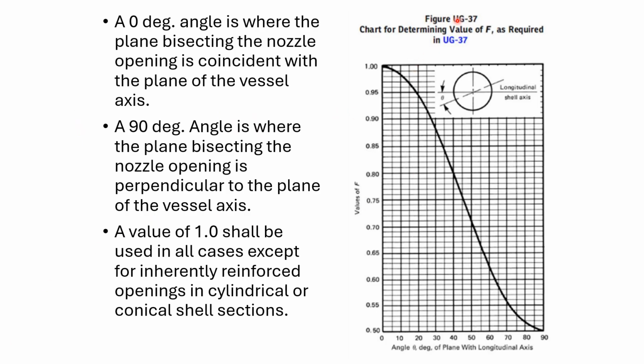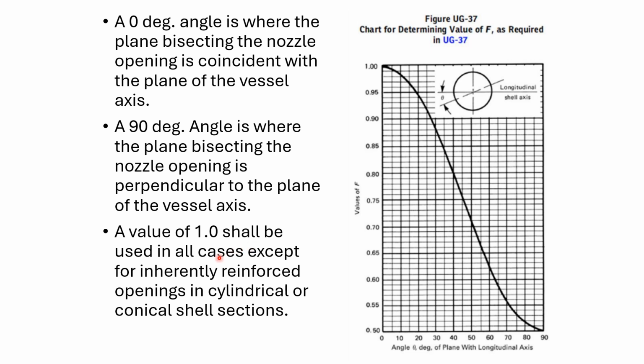As I said, this is figure UG-37. This is the longitudinal line of the shell axis and the value of theta. Depending upon the angle, the value of F changes. This is the angle and this is the value. You see this curve; based on this curve, the value will change. If the angle is 0, F is 1. If it is a 50-degree angle, then F will be 0.7.